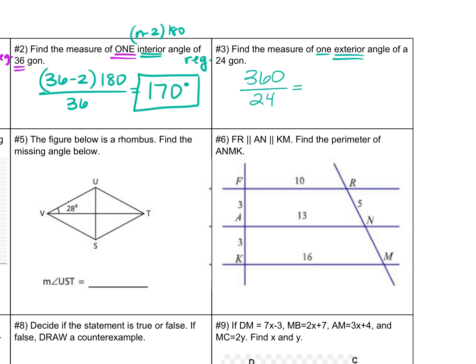I don't remember what that is either. Anyone do that one? Is it 15? That sounds right. So one exterior angle of a regular 24 gon would be 15 degrees. Okay, so just remember exterior should make you think 360. Interior should make you think 180. Okay, n minus 2 times 180.